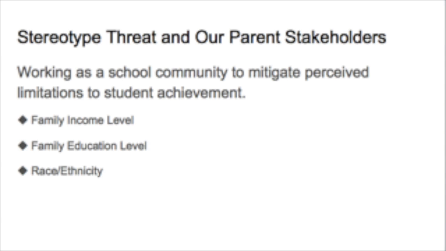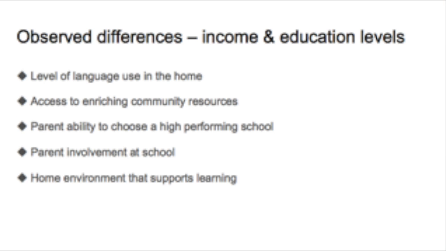Factors that have consistently been identified as contributing to this inequity are family income level, the level of education of parents, and race and ethnicity. Regarding income and education levels, what are the differences that researchers have identified in their studies between the children of low-income families versus the children in higher-income families? Keep in mind, this is not true of all families, but is common in many research samples.